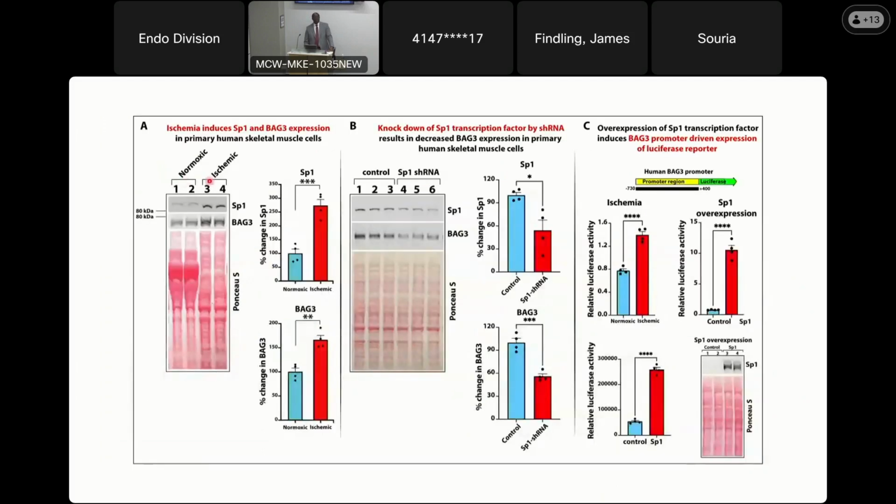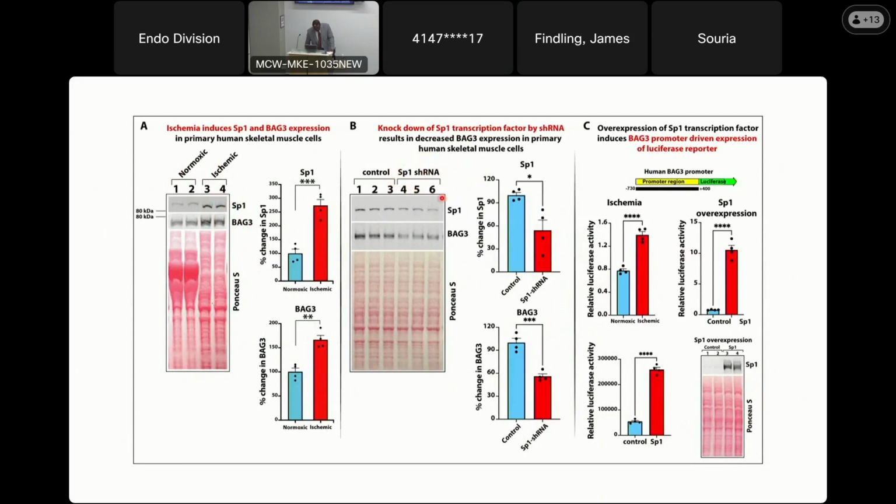So we asked the question, what happens to SP1 expression under these circumstances? Under ischemic condition, you see upregulation of SP1, just as you see upregulation of BAG3. And that's just a quantitation of the Western here. So we asked the question, what happens if you knock down SP1? What happens to BAG3 expression?